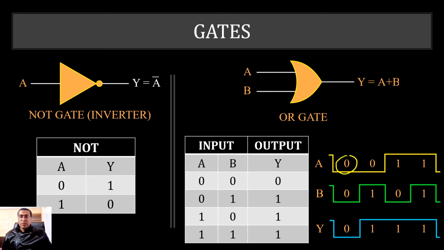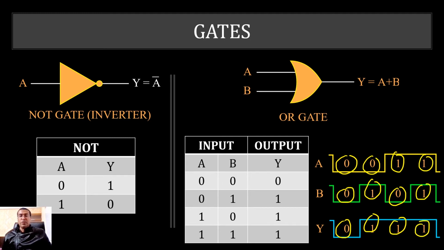Input A is 0, input B is 0, so output is also 0. Input A is 0, input B is 1, so output is 1. Input A is 1, input B is 0, output is 1. Input A is 1, input B is 1, so output is 1.